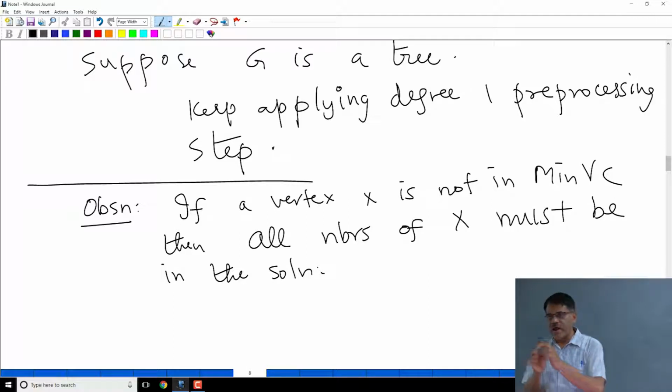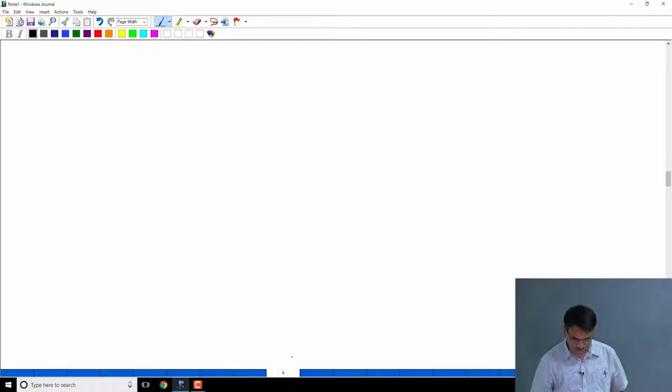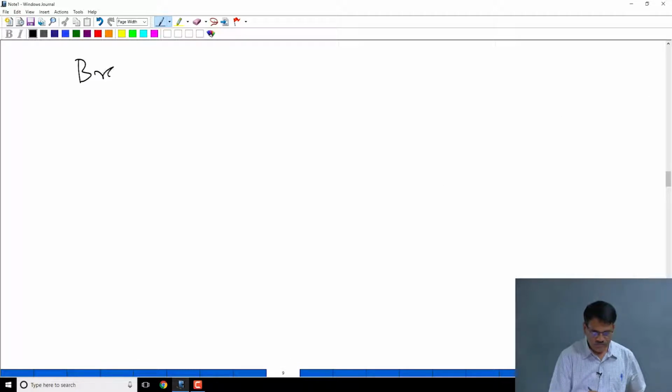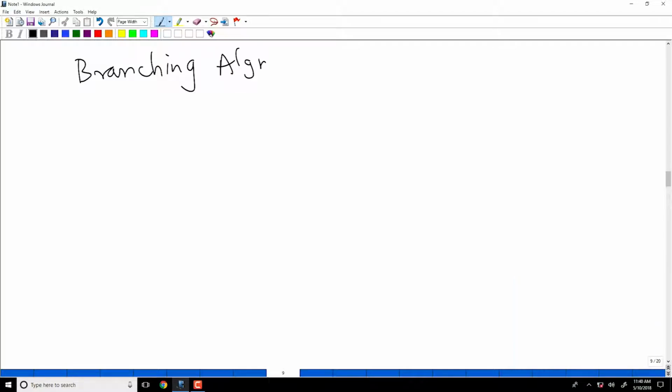And in the other branch of my recursive algorithm, I am not going to include that vertex. Then I have to include all its neighbors and then go to the remaining graph and find a minimum vertex cover. Now, let us see how much time this will take. So, here is a branching algorithm using this. If we include all the neighbors, we can delete those neighbors. Exactly, but let us see what happens.